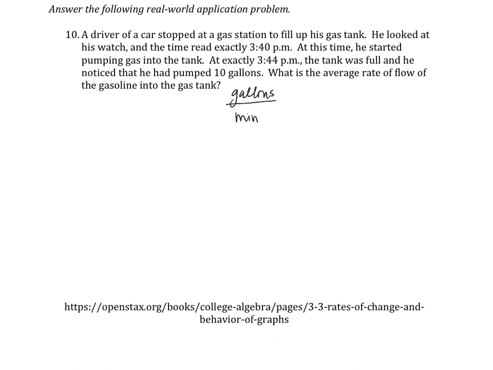you can set up your fraction like that. So you're going to find the average rate of change. That's what the average rate of flow is. So you're going to find the difference in gallons from start to finish and the difference in minutes. Well, if he started out empty and he pumped 10 gallons, the difference is 10 minus 0, so 10. The minutes, he started at 3:40 and ended at 3:44, so that would be 4 minutes that have elapsed. So 10 over 4, and you divide that and you get 2.5. That would be 2.5 gallons per minute. So that would be the average rate of flow for this example.